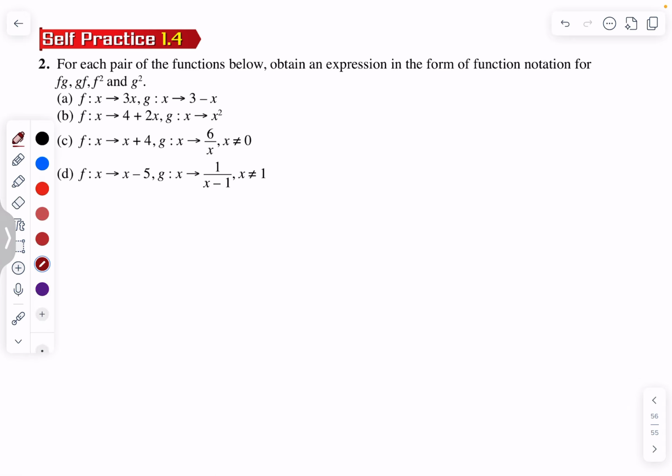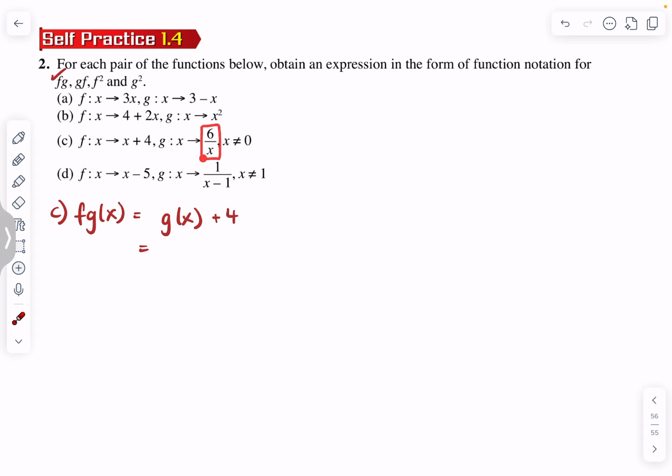Okay. Next, C. fg(x). So fg(x) is, if f(x) is x plus 4, f(y) is y plus 4, fg(x) would be g(x) plus 4. And we know g(x) is this, so we put this into the g(x) here. So 6 over x plus 4.